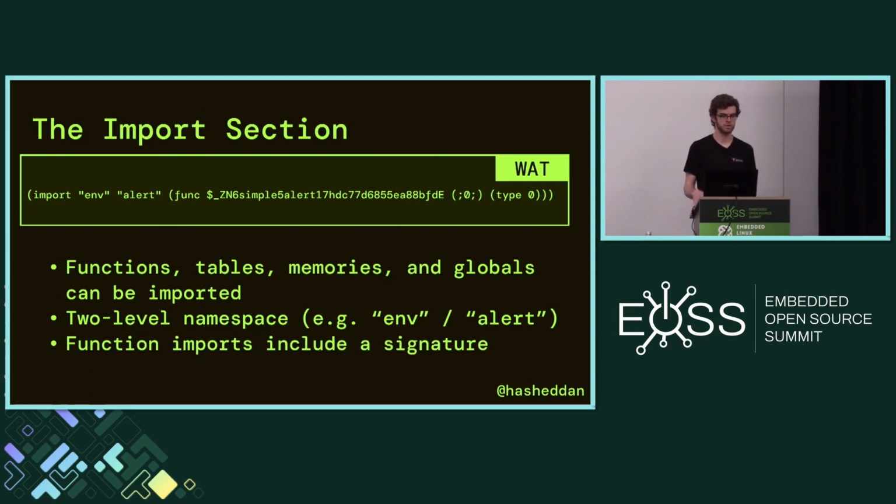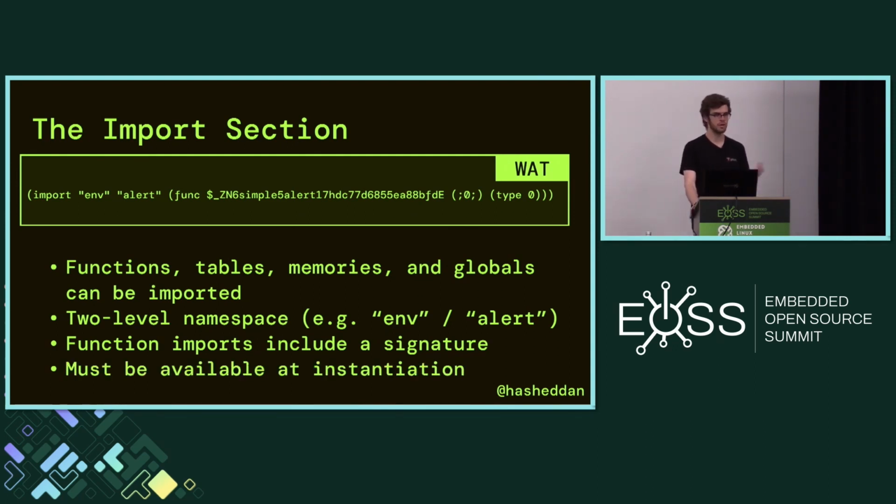The function imports, which is the only kind that we have here, include a signature, which basically allows the WASM function that calls it to know how to invoke that function. And these must be available at instantiation, which may be obvious because we mentioned that when you invoke the start function, you need to have access to all of the imports.